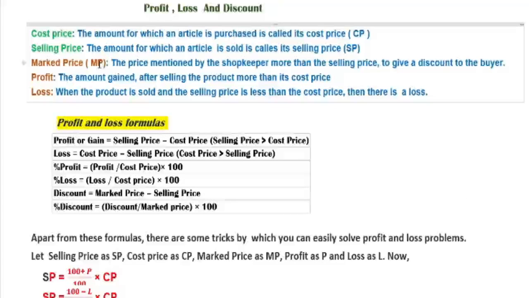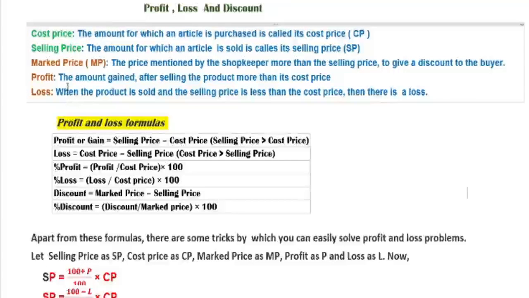Now mark price, or MP. The price mentioned by the shopkeeper, more than the selling price, to give a discount to the buyer. The word discount we are familiar with in festival season. So for giving a discount to the customer, often the shopkeeper writes a mark price on the article. This mark price is above or more than the selling price, and this price we call mark price.